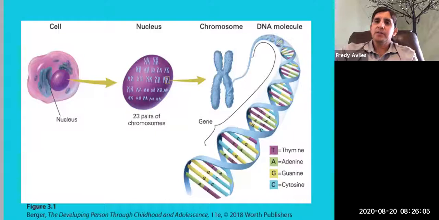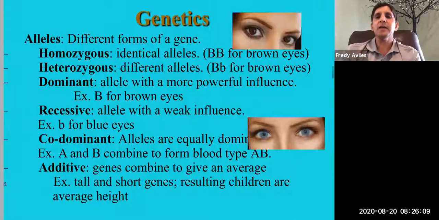Okay, let's keep going. A little bit about how genes work, okay? So you guys have probably heard about a lot of this stuff before, but if you haven't, here it is. There are these things called alleles. Alleles are just different forms of a gene, okay? So genes come in different forms. Genes, for instance, can be homozygous, okay?